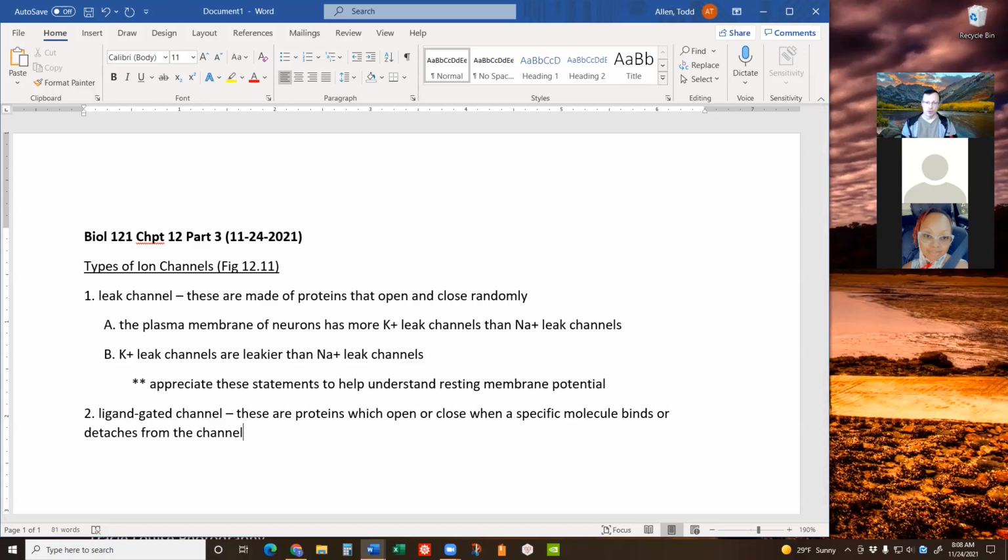Okay, these are proteins which open or close when a specific molecule binds or detaches from the channel. When the molecule binds, the channel opens. When the molecule detaches from the channel, it closes. Okay. And so I want to give you an example here.